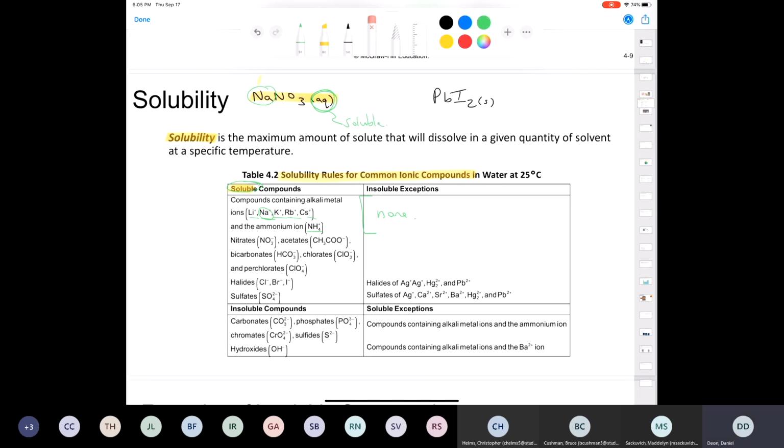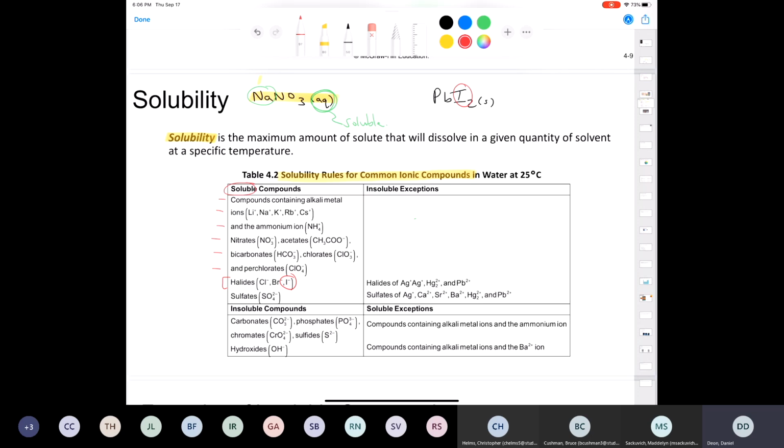Okay, let's erase some of this and talk about the other compound. The other compound is lead(II) iodide. Well, if I go back to the table and I look, nothing about lead or iodides here. Oh, hold on, halides. Okay. It says halides, chloride, bromide, and what? Iodide. Look, I have iodide in my compound. Okay. It says, hey, it's soluble.